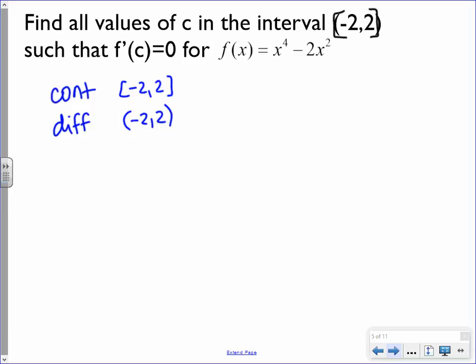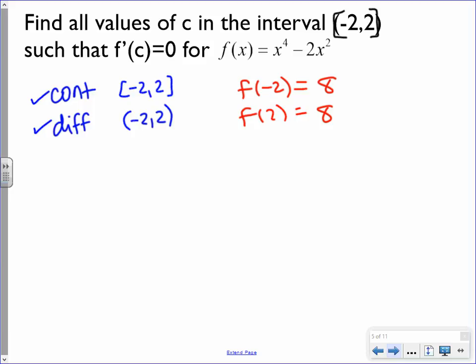Dina, are we continuous and differentiable? Yes, it's polynomial, so those are easy to think of. Okay? Madison, what is the function value for -2? And what about for +2? Excellent. So Rolle's theorem is going to apply.